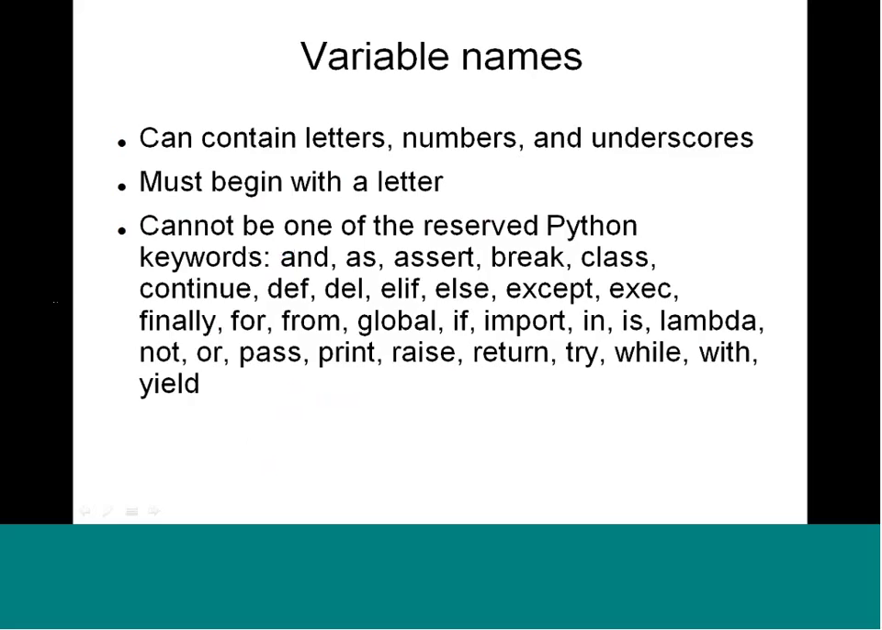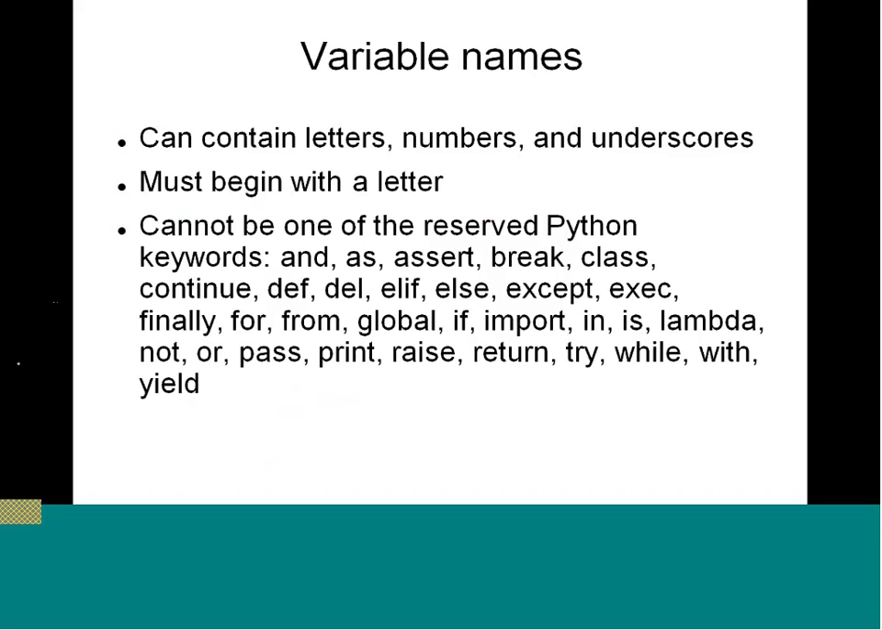And then we saw the rules for the variable names. Essentially, they can contain letters, numbers, and underscores, but they need to begin with a letter, and they cannot be any one of the reserved words in Python. So those are the things that you need to watch out for.